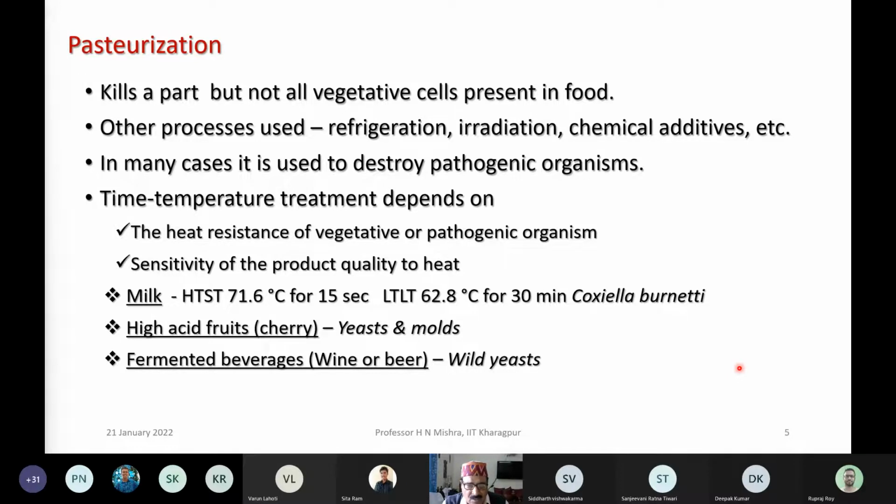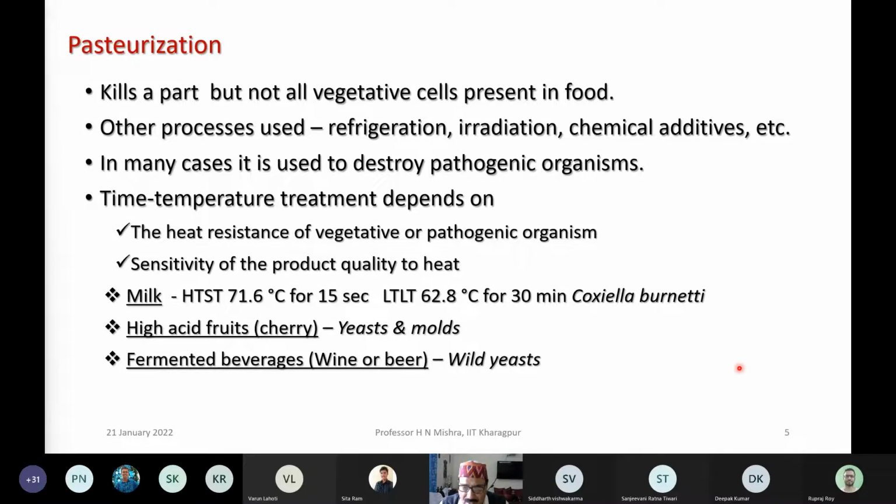So high acid fruits like cherry, etc., as you have seen, in the case of high acidity, pathogenic bacteria or spore-forming bacteria will not be able to grow. So there, the pasteurization of these high acid juices, citrus juices, cherry, and all these things, targets the yeasts and molds. In fermented beverages like wine, beer, etc., the pasteurization condition targets the wild yeast.